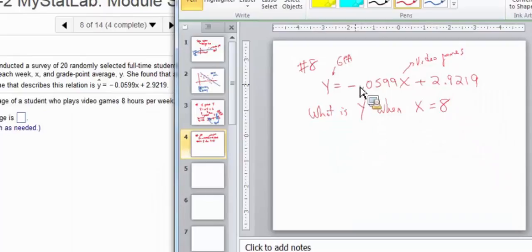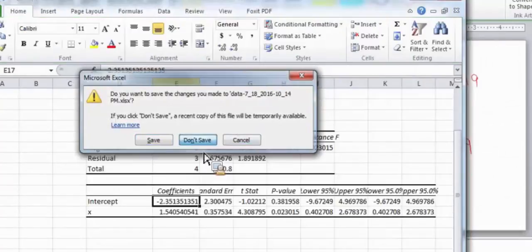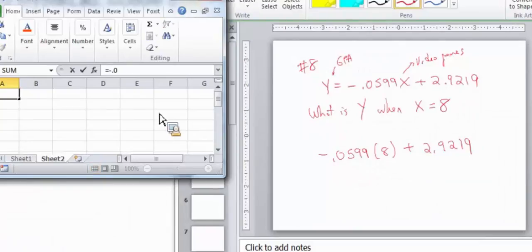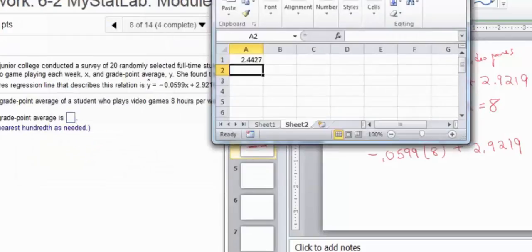So here's one case where you should not overthink the problem. You just put in 8 for x times 8. For me, the easiest way to do this, you could use a calculator, but the easiest way for me is to use Excel, just as a calculator, nothing else. Equals minus 0.0599 times 8 plus 2.9219. So all I did is type in this formula. Excel uses an asterisk for times. The result is 2.4427. To the nearest hundredth means 2 decimals, so that's 2.44.